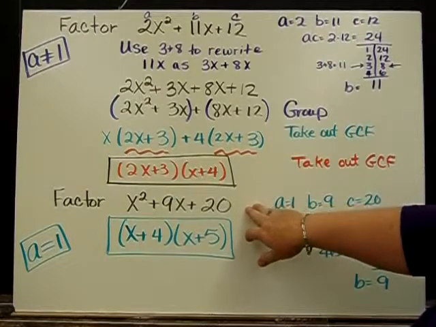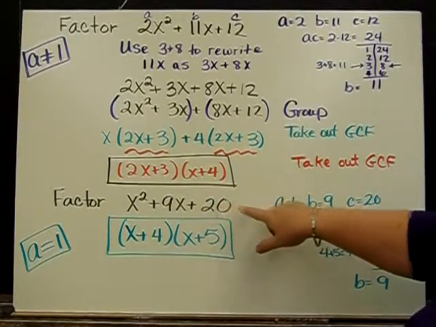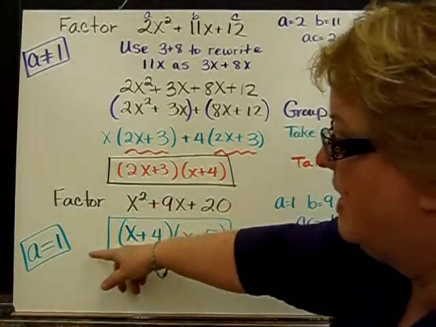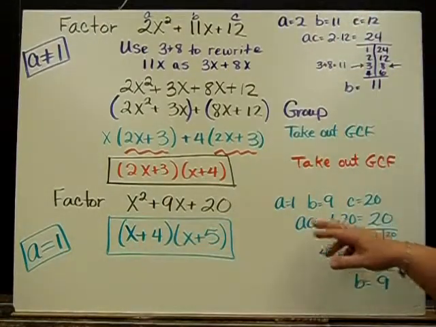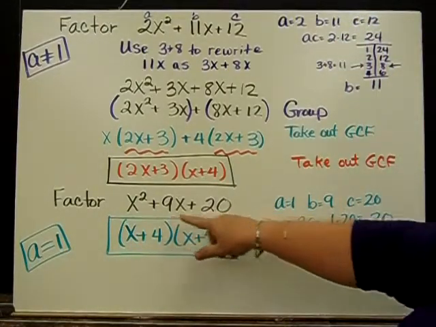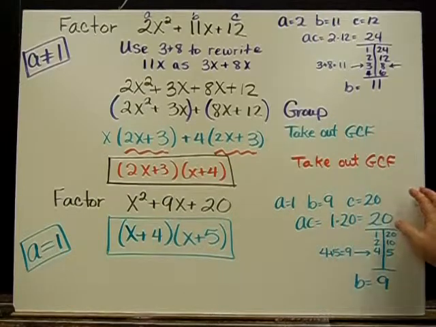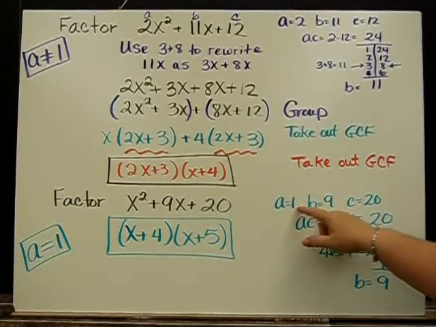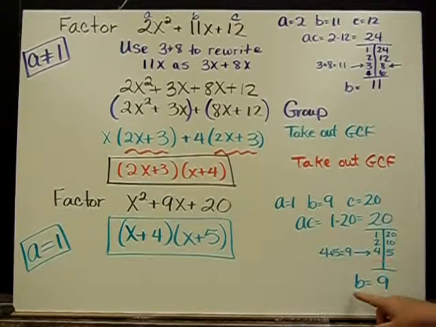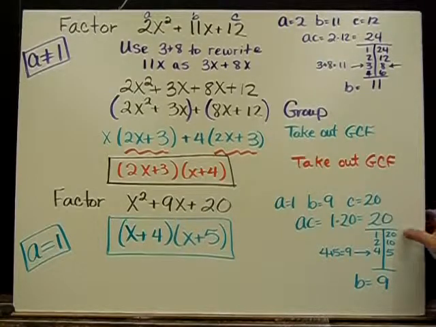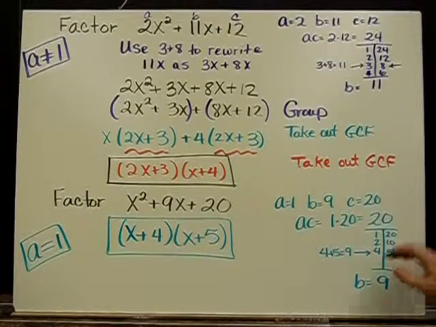Okay, in this problem, we're going to factor x squared plus 9x plus 20. Notice that a is equal to 1. So a is 1, b is 9, c is 20, AC would be 20 because 1 times 20 is 20, and b is 9. So the factors of 20: 1 and 20, 2 and 10, 4 and 5. And we notice that 4 plus 5 equals 9.